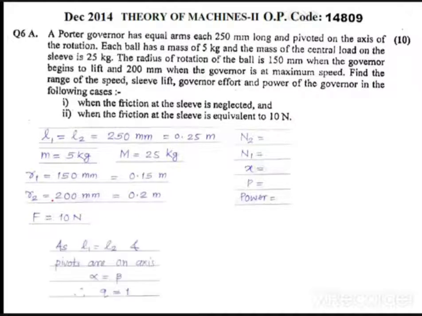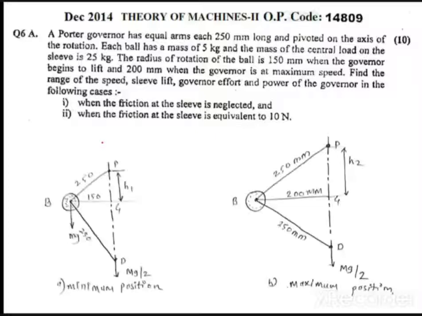Okay, chalo. So next, now as L1 is equal to L2, this I have already explained. The pivots are on the axis, that is alpha is equal to beta, q is equal to 1. L1 is equal to L2 is given, na? So I will draw a diagram. Let us say this is the minimum position diagram and this is the maximum position diagram. You can see that L1 is equal to L2, they have mentioned, that is 250 mm and 250 mm. So points P and D are on the governor axis. This is nothing but the governor axis.